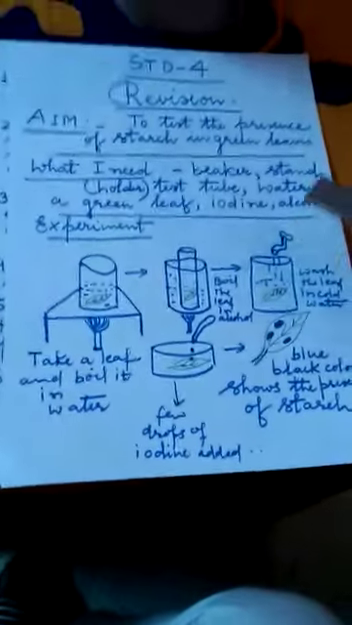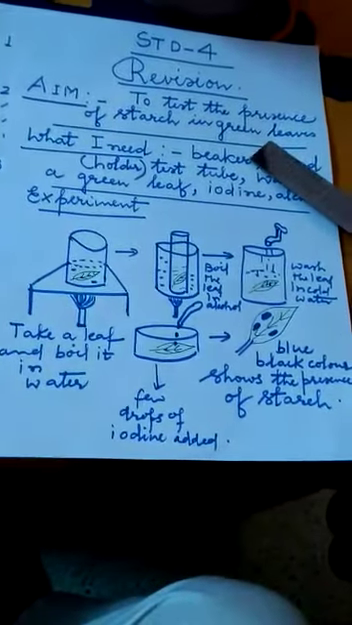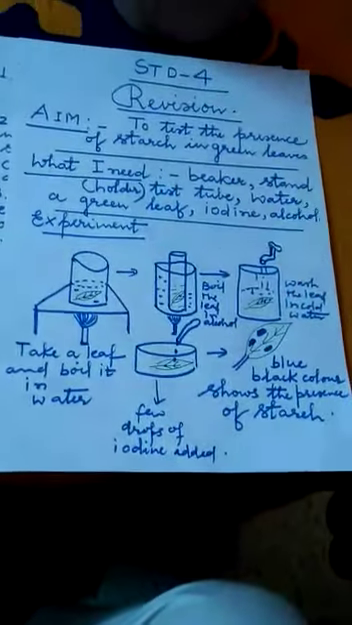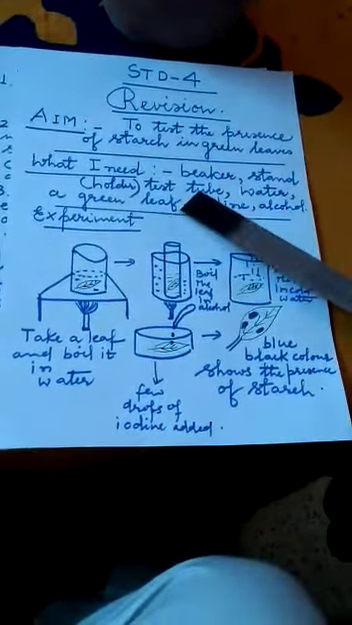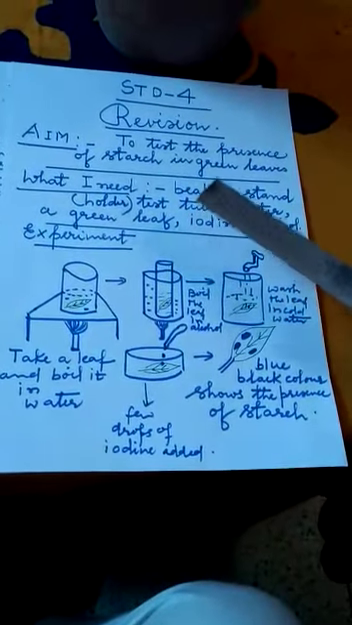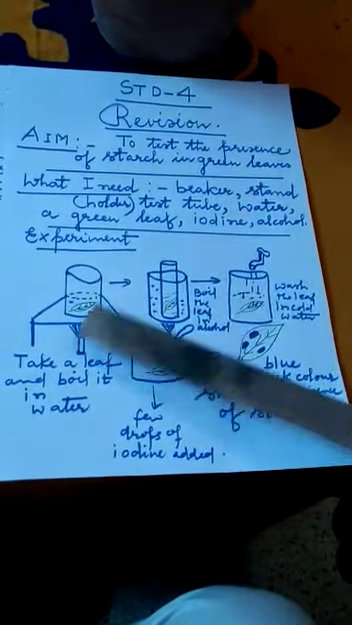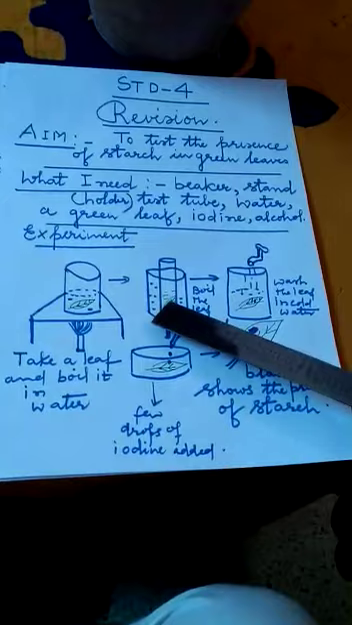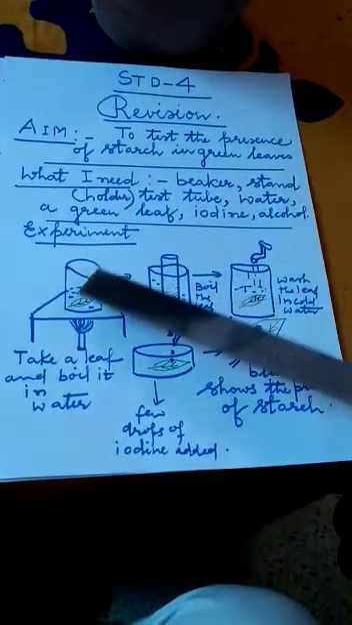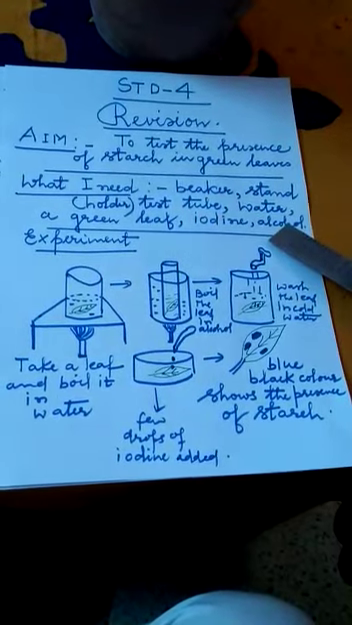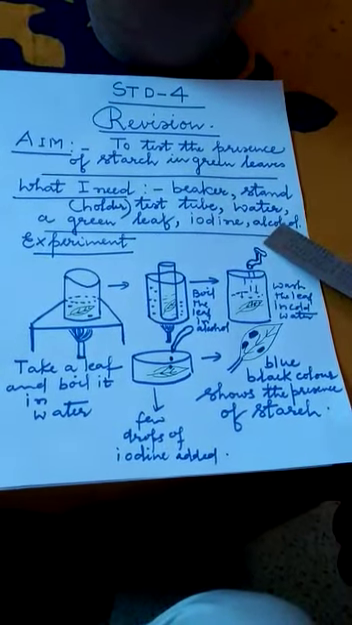So let us start with an activity, you can say an experiment, to test the presence of starch in green leaves. So how will you test? What do you need for this experiment? We need a beaker, stand holder, test tube, water, a green leaf, iodine and alcohol. So what will you do?